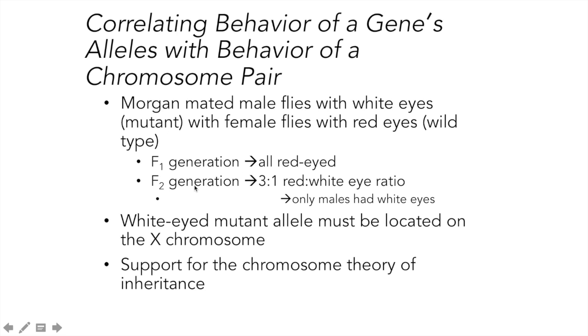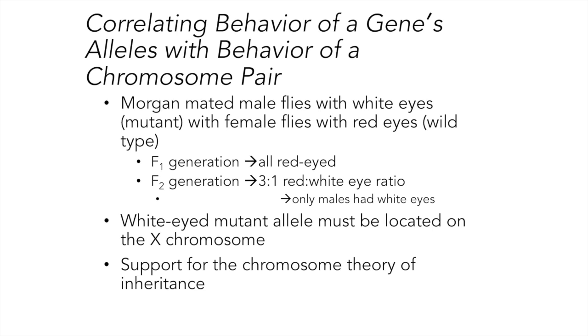But ethics aside, what did he find? He found that in the F1 generation, they were all red-eyed, suggesting that that white-eye mutation was recessive to the red-eye trait. So then he did the F2 cross between the red-eyed flies in the F1 generation, and just like Mendel would have predicted, he got a 3-to-1 ratio of red-eyed to white-eyed flies. But, and here's the kicker, only the males had white eyes. None of the females had white eyes.